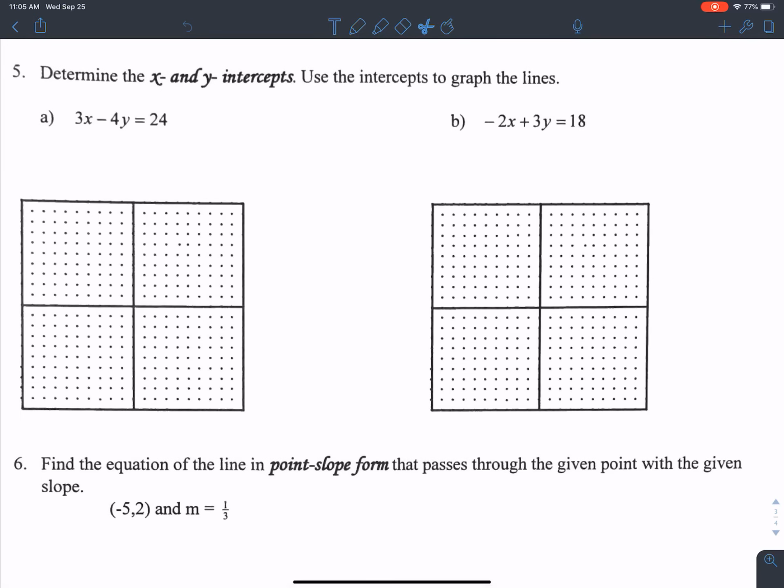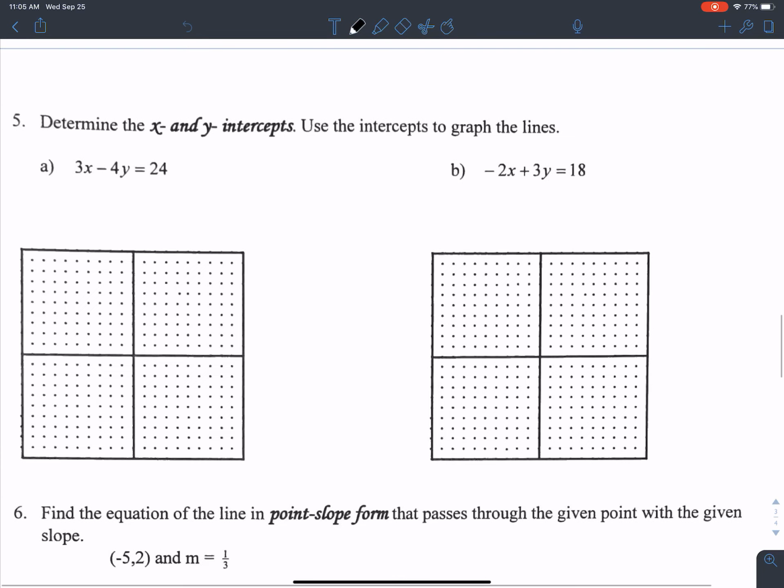Let's move on to number 5. Now, in this case, we're given standard form again, but they want us to use the x and the y-intercepts. Just recall, to find the x-intercept, it's always what is the x value when y is equal to 0. So in other words, plug in y equals 0 and solve for x.